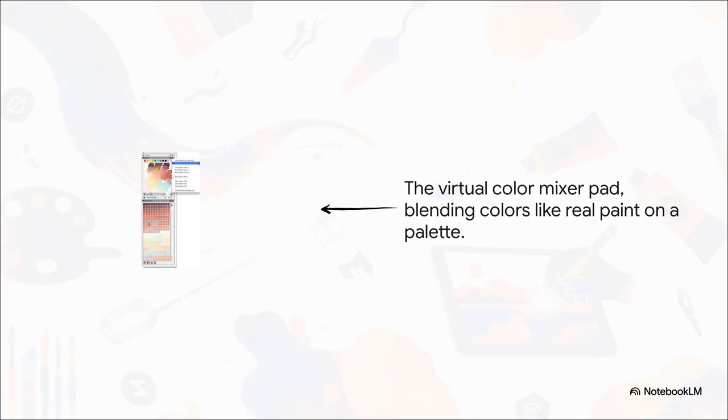So what about mixing colors? Instead of just giving you a boring old color wheel, Painter has this virtual mixer pad. Artists can literally squish their digital paints together right here, just like they would on a physical palette, to find that perfect shade before ever touching the canvas.